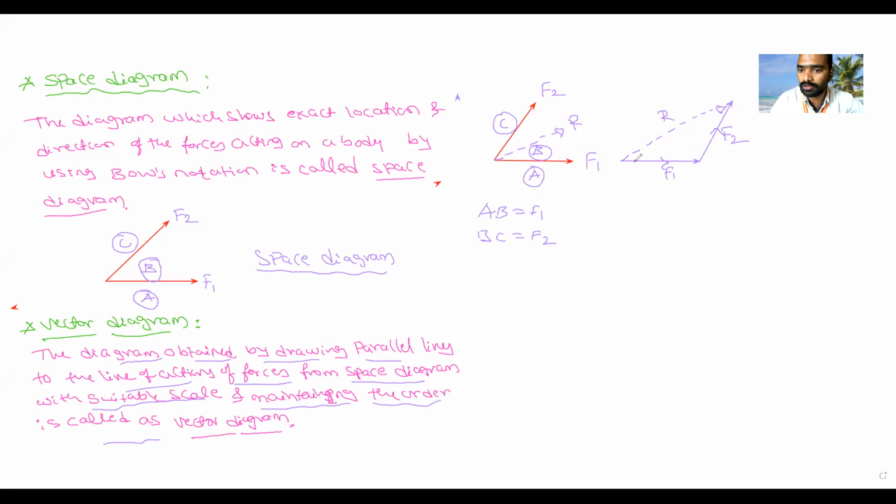See, we are maintaining one order. Is it clockwise or anti-clockwise? This F1 and F2 is producing anti-clockwise. So first we have drawn the F1 force. Next, from F1 we have drawn the F2 force, and the resultant is opposite to that one. This force you have to represent with small letters. Always in a vector diagram you have to represent small letters. This is ab, this is b to c. So this is called a vector diagram.